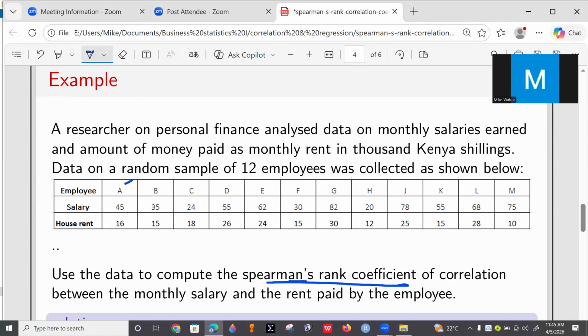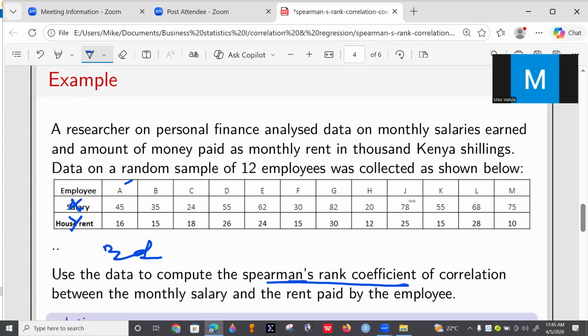The formulas have the N, have the D, have the Rx. So first of all, let's say salary is represented by variable X, and you can now represent house rent by Y. Once you have assigned those variables, it is easier for you to get the rank of X and the rank of Y as separate columns.